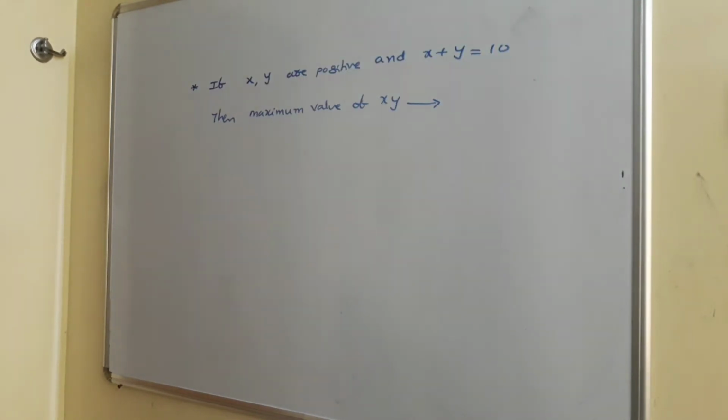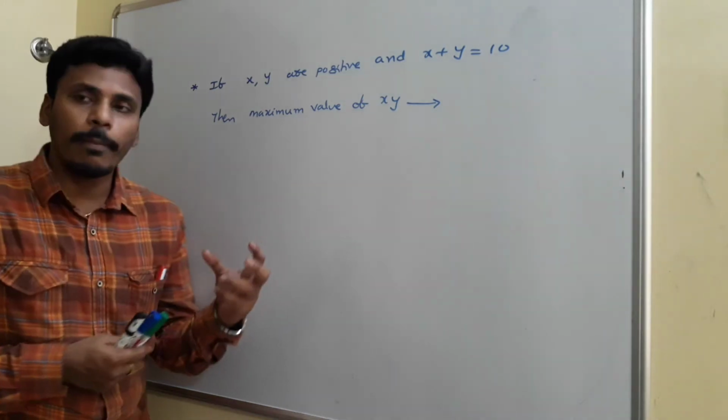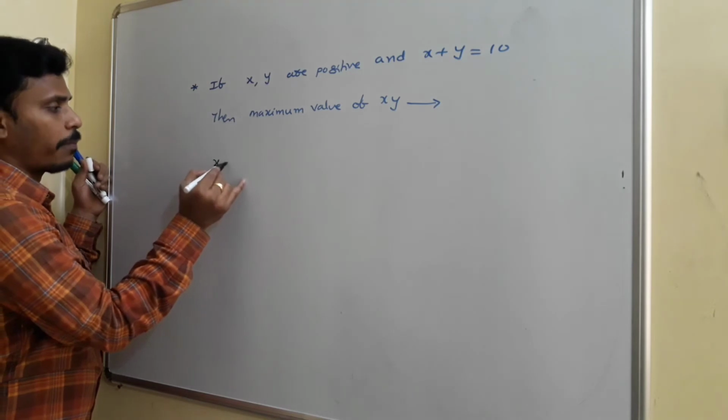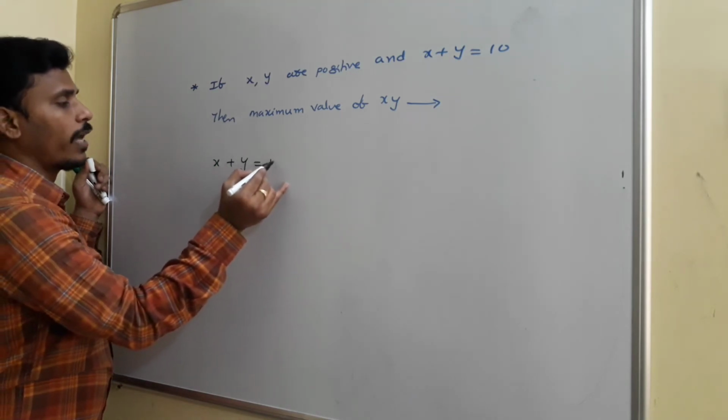Look at the problem. If x, y are positive and x plus y is equal to 10, then they ask us to find the maximum value of xy. See, first of all, you just think about the problem for some time. See, x plus y is equal to 10 is given.